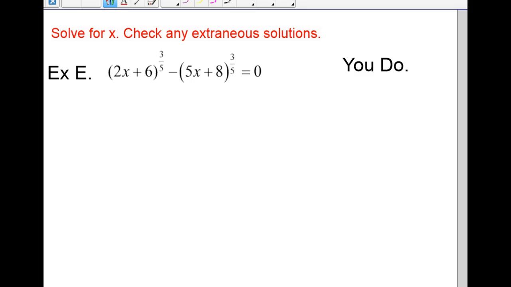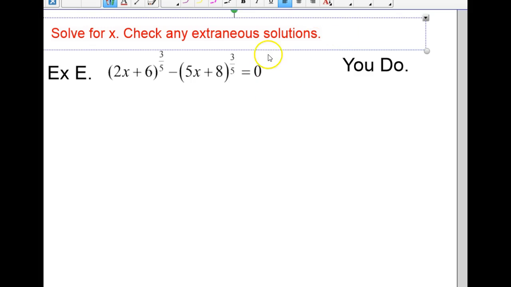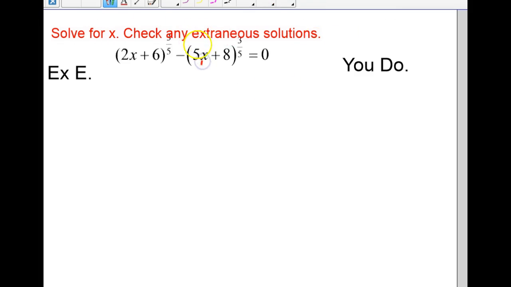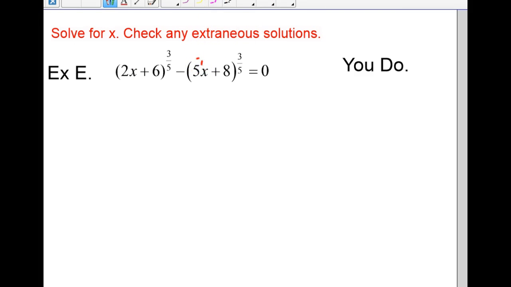All right, let's go try this one. We're in that same predicament. If I can move this to the other side and then raise everything to the 5/3 power, I'm in luck. So that's what I'm going to do. I'm going to add 5x plus 8 to the 3/5 to each side.